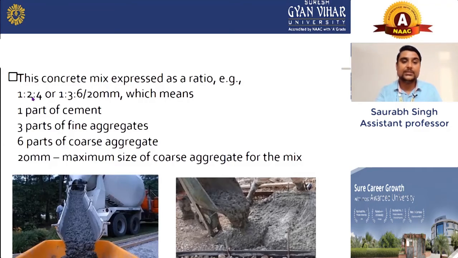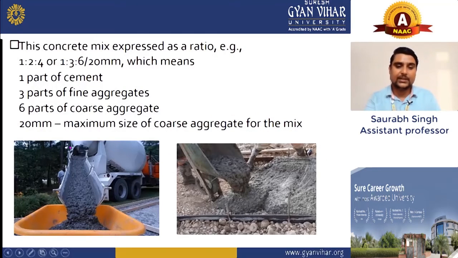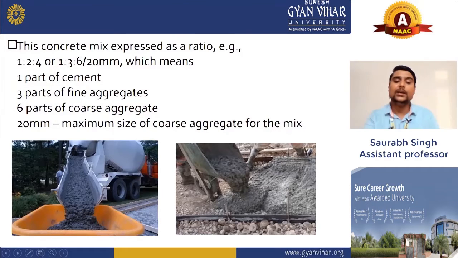Now concrete mix, this is also a very important thing. The concrete mix expressed as the ratio 1:2:4 and 1:3:6 means, as you can see here, 1 part is cement, 2 parts is sand, and 4 parts is aggregate. And this aggregate may be half fine aggregate and half coarse aggregate. And this is the image of concrete mix, as you can see in this image.